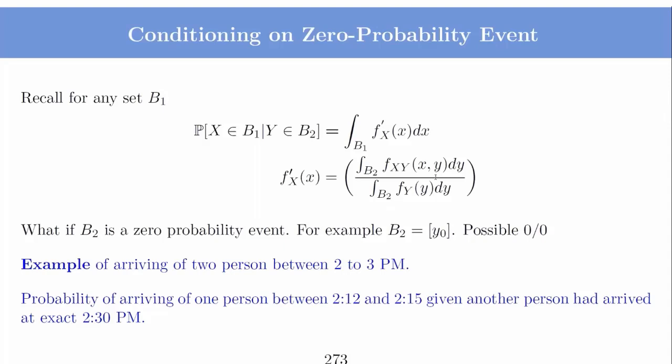What can be an example here? The example of the arrival of two persons between 2 and 3 p.m. In that case, you will ask what is the probability that one person arrives between 2:12 and 2:15, given the second person has arrived exactly at 2:30 p.m. So the conditioning event here is that the other person arrived at exactly 2:30 p.m., and that is a 0 probability event. Conditioned on the second person's arrival, I am asking what is the probability that the arrival of one person is between 2:12 and 2:15.